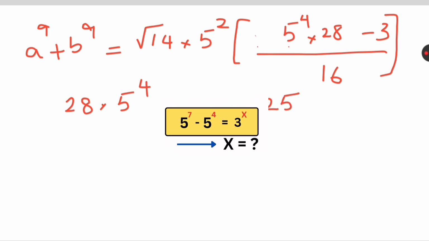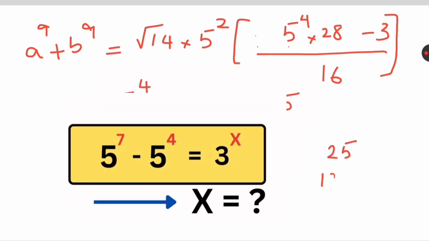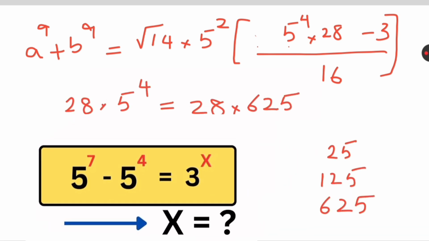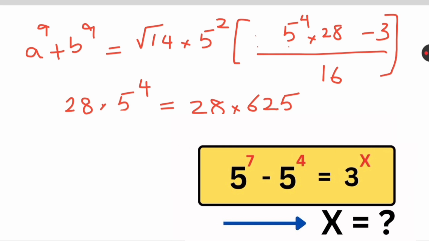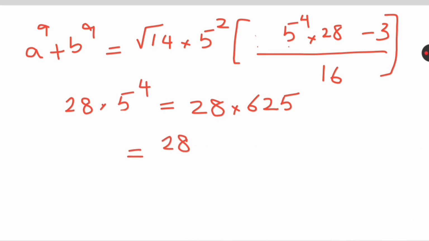In one of my previous videos, I explained how to multiply any number by 25, 125 and 625. If you missed that video, I highly recommend watching it. It is very helpful for you. Whenever you are multiplying with 625, 625 is nothing but 5 raised to power of 4. So simply you have to write the 28, and here we have a power 4.